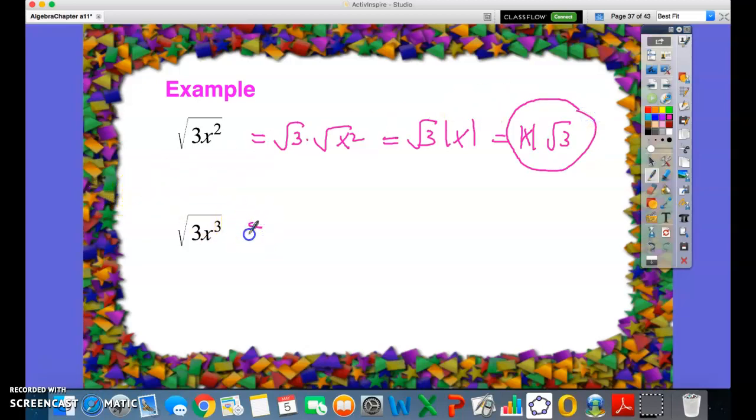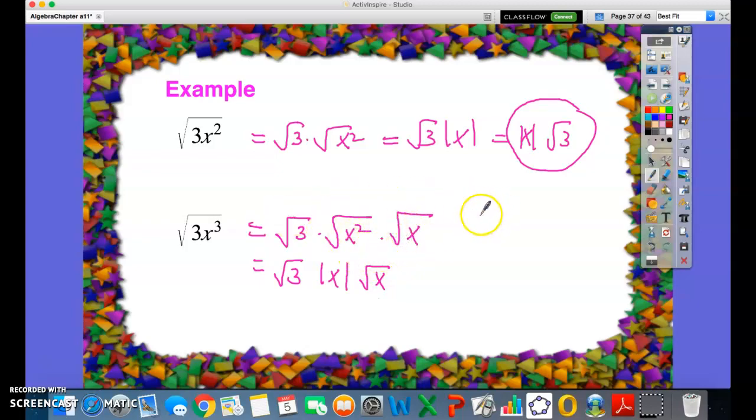Now, the square root of 3x cubed. So I have the square root of 3 times, and I can rewrite x cubed as the square root of x squared times the square root of x. Now, the square root of 3 times, you know the square root of x squared is the absolute value of x, times the square root of x. Now, wait a minute.